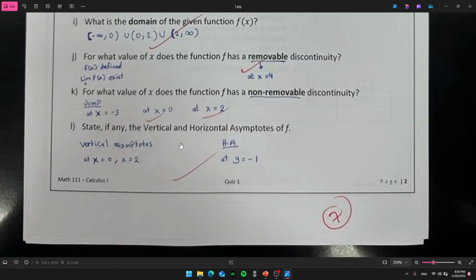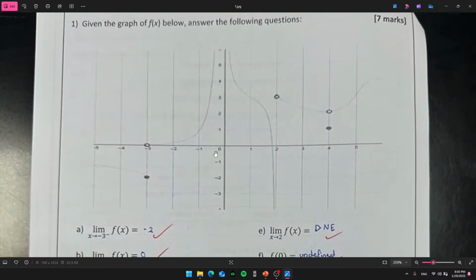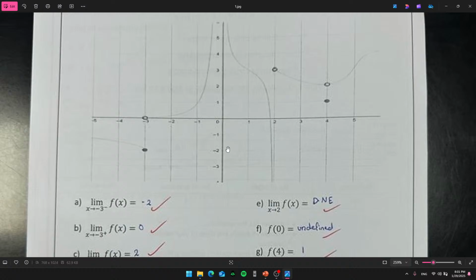State, if any, the vertical and horizontal asymptotes of f of x. We have a vertical asymptote at x equals 0 because one of the sides of the function approaches infinity, and I said only one side is enough to call a point a vertical asymptote. And at x equal 2, the left side approaches negative infinity, so we can call x equal 2 a vertical asymptote. So at x equals 0 and x equal 2. The others are not considered vertical asymptotes.